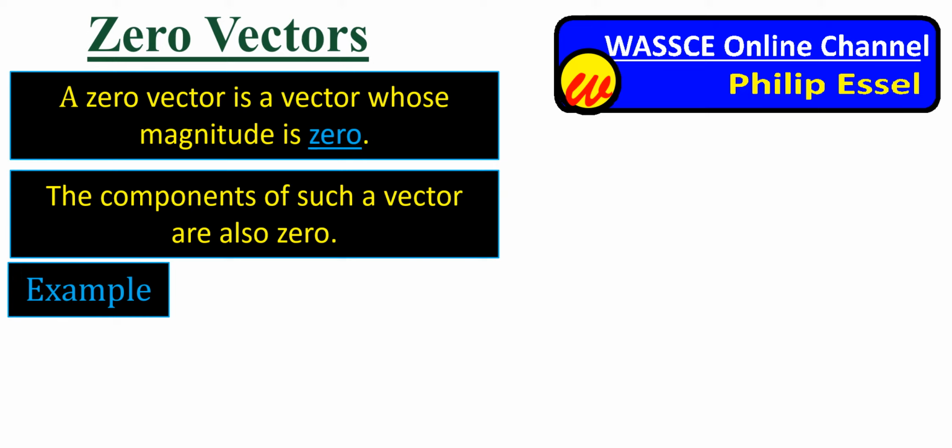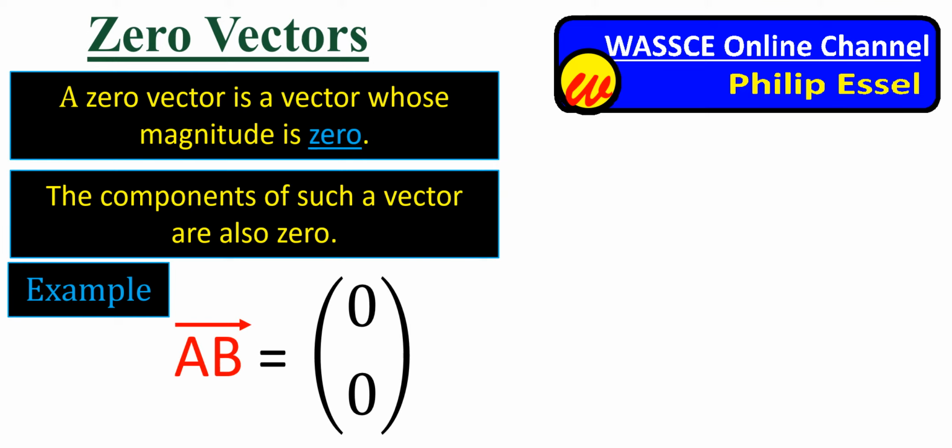For example, the vector AB equals 0, 0. As you can see, the x component of the vector AB is 0, and its y component is also 0. So the vector AB is a zero vector. Let's calculate its magnitude and see whether its magnitude would also be 0.